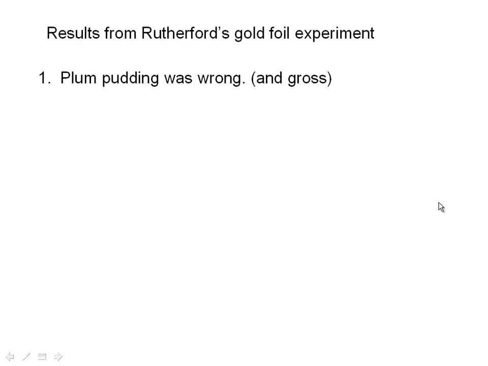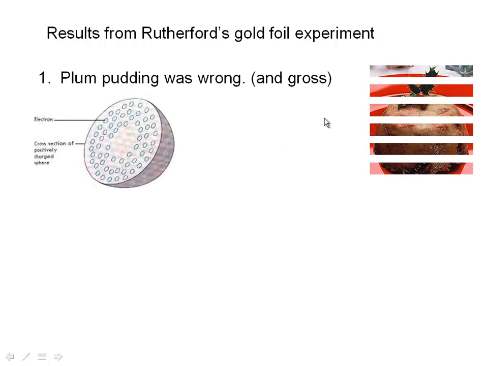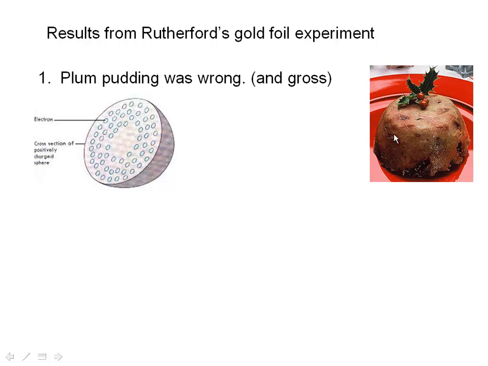So here are some results. Number one, Rutherford concluded that plum pudding was wrong. He didn't say it was gross. We say it's gross. Again, there's a picture of plum pudding. You can see it's got the electrons, which will be your plums, stuck on the outside of the solid sphere. Here is a cross section. If we cut the atom in half, you see it's solid. This purple portion would be a positive charge that's weakly dispersed, spread out. And then you've got these electrons embedded in the outside.